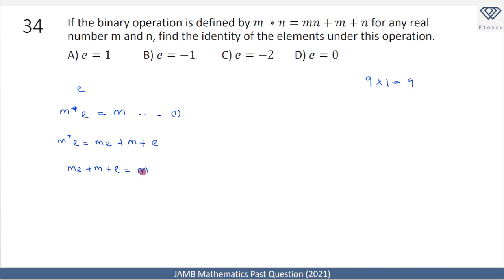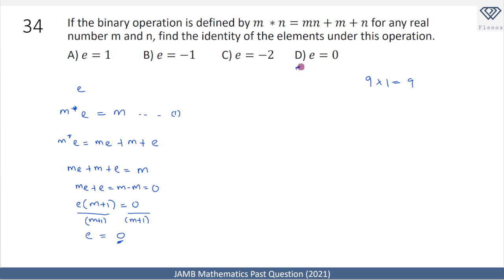So what can we do now? We can try to factor out the E that we have over here. So ME plus E is equal to M minus M, which is 0. So E is common here, into bracket, M plus 1, that will be equal to 0. And if we divide both sides by M plus 1, we know that 0 divided by anything is 0. And that means E is equal to 0. And that makes option D our correct option.